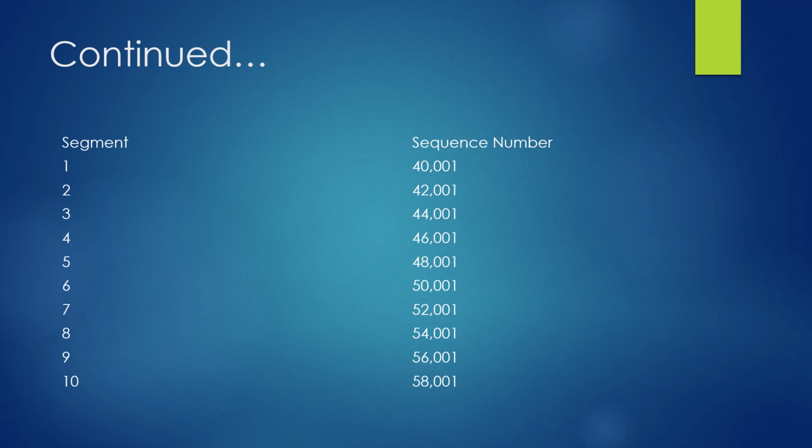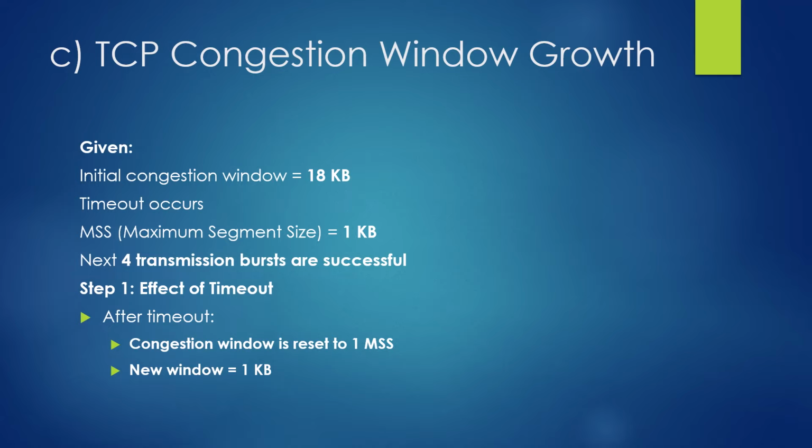Okay, and next, let us solve the last part of the question. That is TCP congestion window growth. So here, what are the given terms in the question? Initial congestion window is 18 KB and a timeout occurs after that. And what is the maximum segment size? 1 KB. We have to find the growth when the next 4 transmission bursts are successful, as given. So how will we find that?